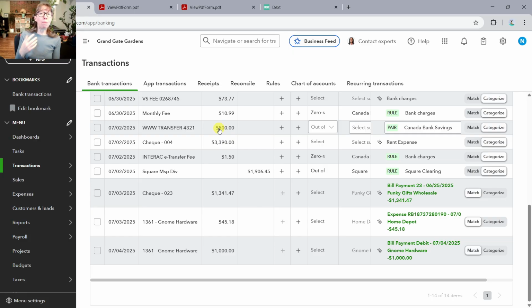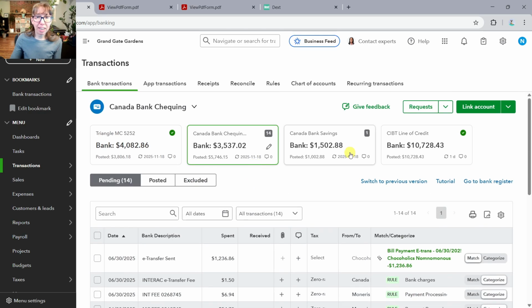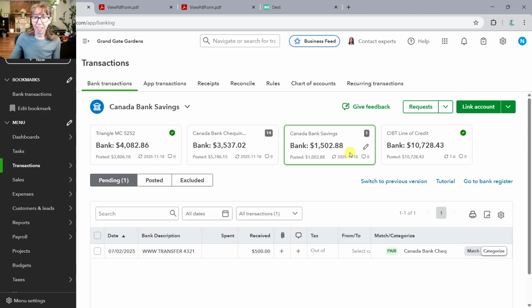And we might have been pushed, because of the order that these were in, to marry it to the wrong line item if we had started with the operating account. But because we started with Canada Bank checking, you can see how it's much easier to put in these transfers from the smaller accounts first and then work our way to the bigger account.